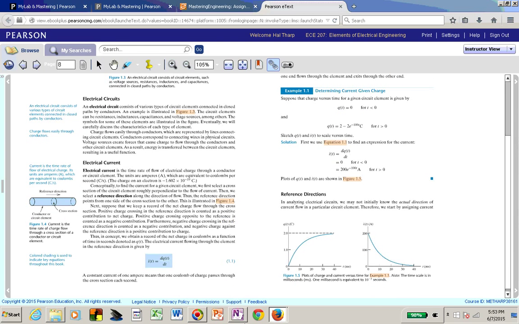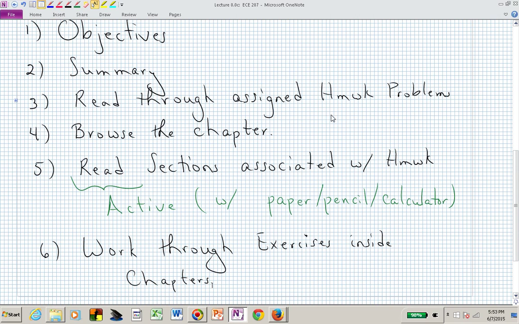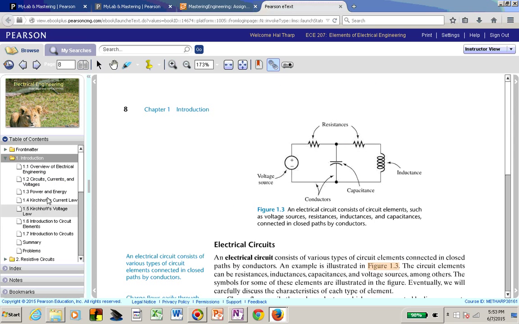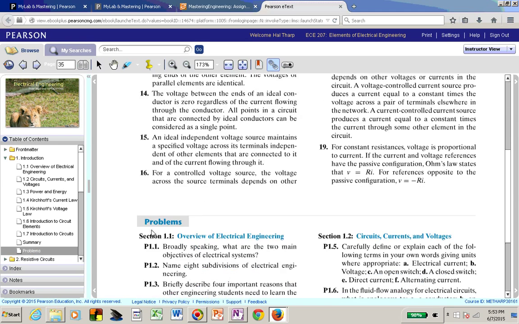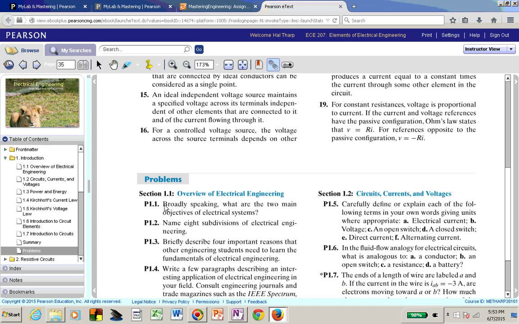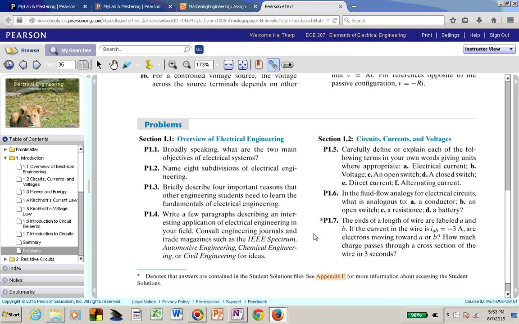Once you've looked at the chapter from a very high perspective, then you will want to identify, relative to those homework problems, what sections those homework problems were associated with. For example, if you now go back to the problems, you will see that these first 4 problems are associated with section 1.1, which means if I had assigned problem 1.3, you'll want to make sure that you are studying section 1.1.